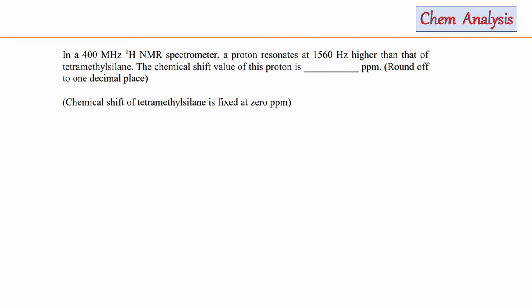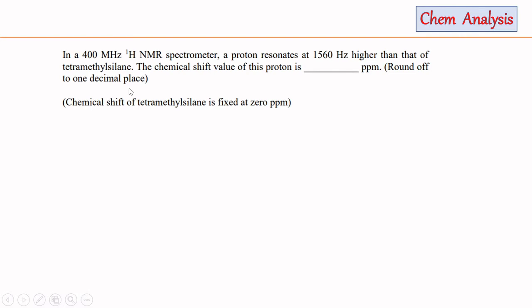This is a question from NMR spectroscopy. It is given that in a 400 MHz proton NMR spectrometer, a proton resonates at 1560 Hz higher than that of tetramethylsilane, that is the primary standard, and its chemical shift is fixed at 0 ppm. We have to calculate the chemical shift value of this proton which resonates at 1560 Hz higher than that of tetramethylsilane.